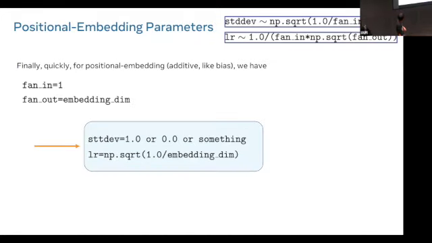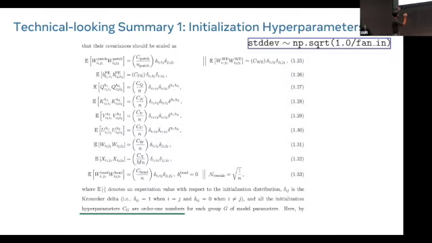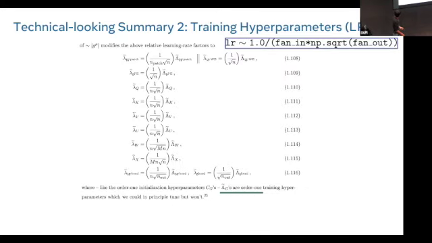Okay. And finally, quickly, the positional embedding, which is like a bias thing. Sometimes people don't use this anymore, and use something else like RoPE. But here it's like a bias: fan-in is 1 and fan-out is the embedding dimension. So again, learning rate should be much higher for embedding layers like this. Okay, so this is what I unpacked from this and that.